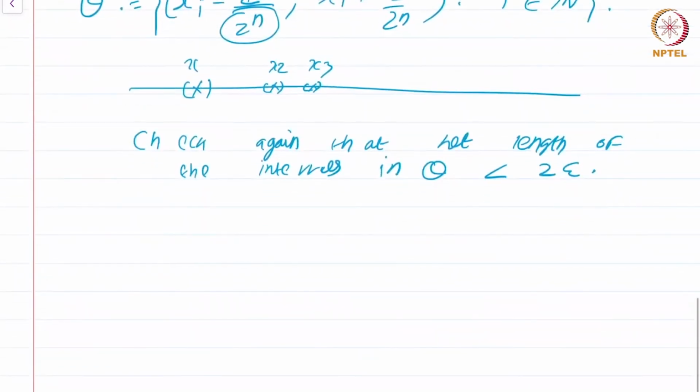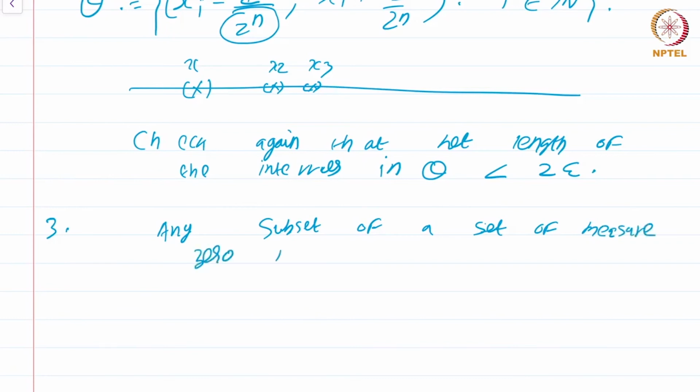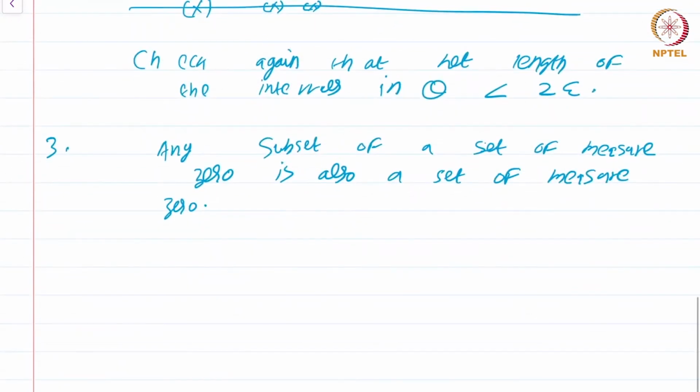Excellent. The third example is now rather obvious. Any subset of a set of measure 0 is also a set of measure 0. This is fairly obvious because what you do is, given an epsilon, you just consider the corresponding cover O for the larger set. The same thing will be a cover for the smaller set. So this will work. Fourth example, I want you to work out on your own.